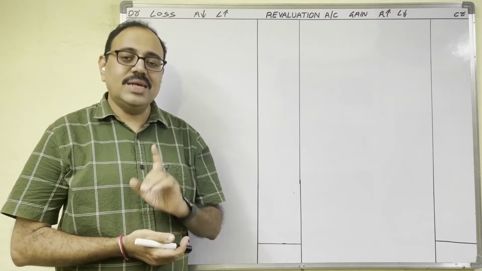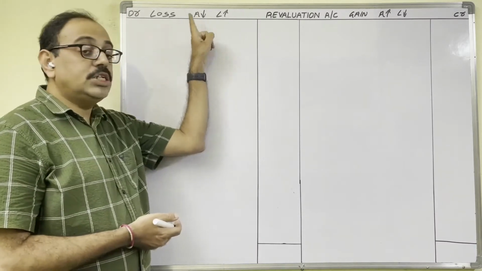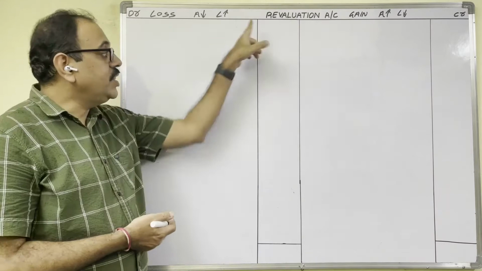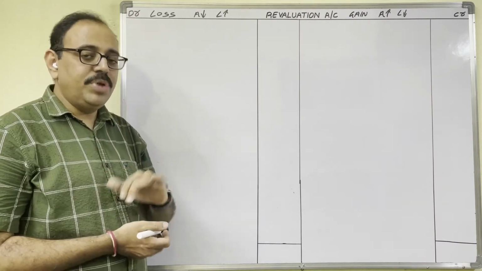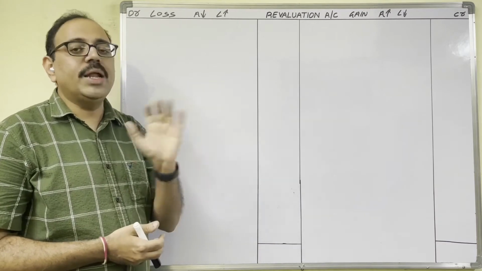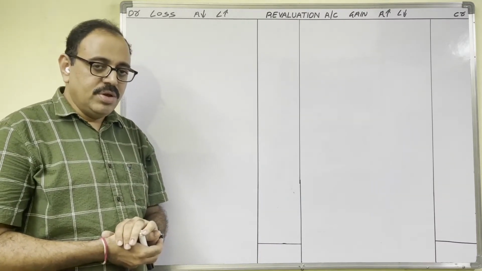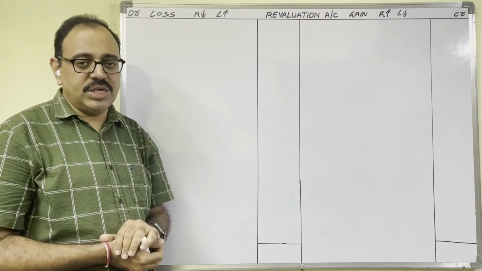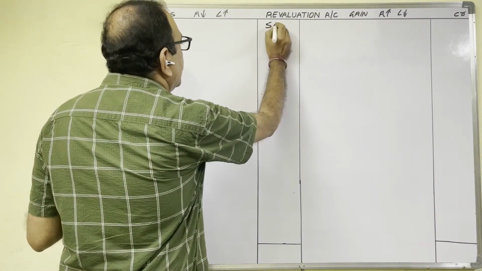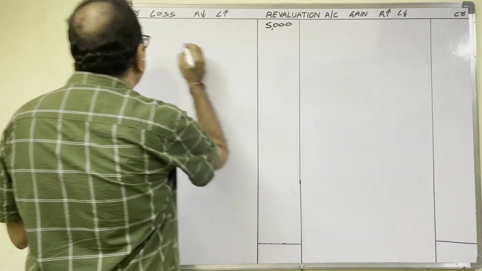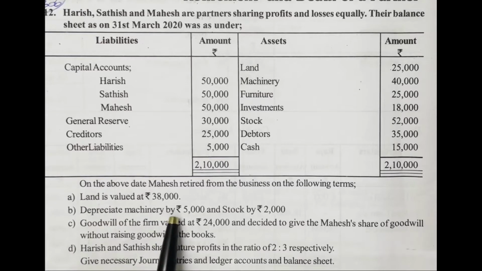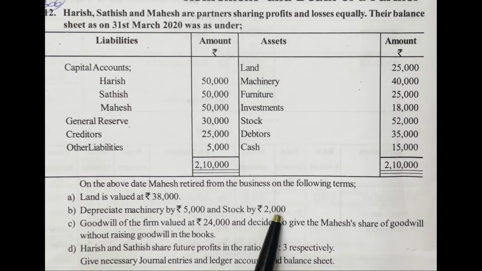Machinery is an asset. Asset value is decreased by 5,000 rupees. That 5,000 is a loss, and we have to show it on the debit side. In previous problems, he used to give a percentage, like depreciate machinery by 10%. But here the direct depreciation amount is given, so we need not calculate the depreciation. Directly write down that 5,000 rupees in the outer column: to machinery, debit.